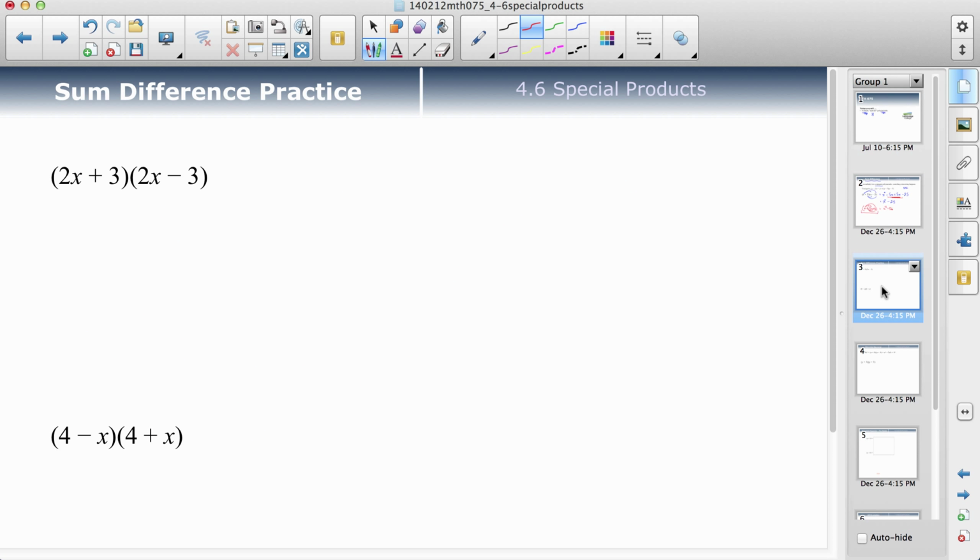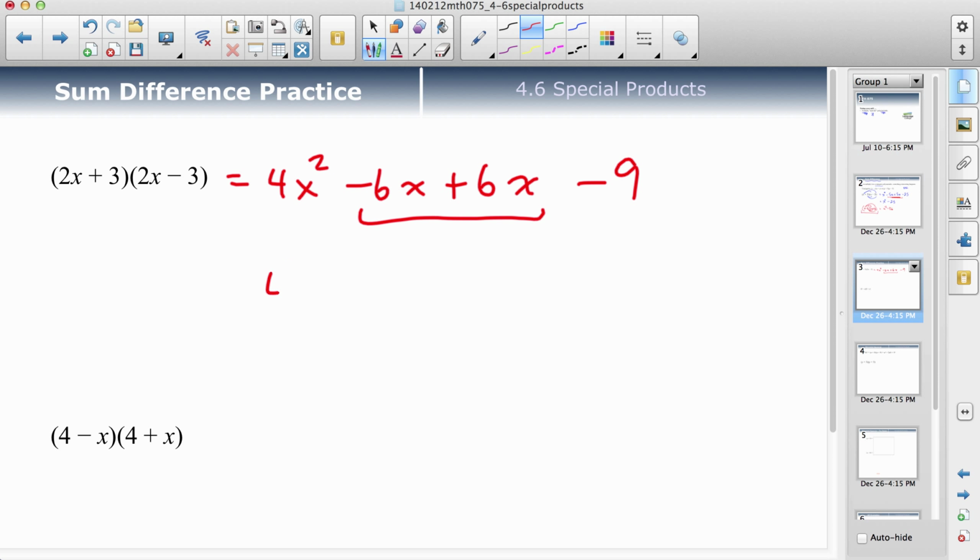Here's a couple you can try. Press play when you've tried them. So I would get with this one 4x squared minus 6x plus 6x minus 9. These two middle terms, because these are conjugates, are going to cancel. A minus 6x plus 6x is 0, so I get 4x squared minus 9. That would be the product of those two.